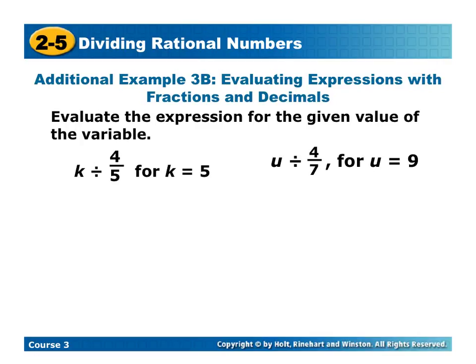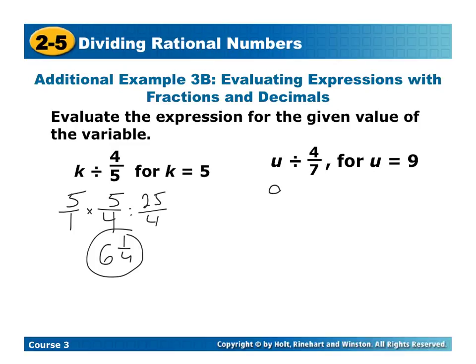Even when we start applying rules of algebra, it's still going to be treated the same way. So we want to evaluate an expression for the given value of the variable. Here we have k divided by 4/5 for k equals 5. So I'm going to put in 5, which is really 5/1. My 4/5 has become 5/4. I'm going to go ahead and multiply. 5 times 5 is 25. 1 times 4 is 4. 4 goes into 25 6 times with 1 left over. Why don't you go ahead and pause the video and try it for the next one.